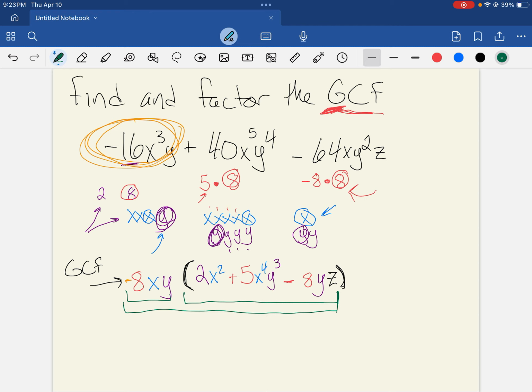This is the general steps for how we would find and factor a GCF. We start out in this unit doing it just kind of focus on only GCF, and then you see it become the first step in future problems.